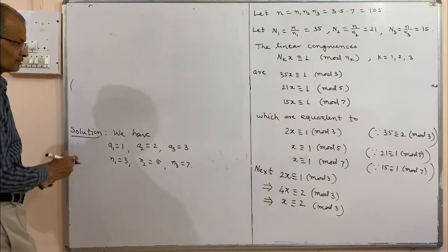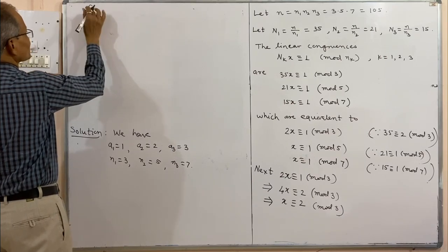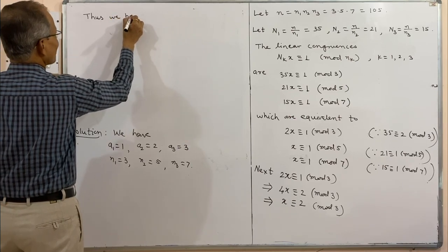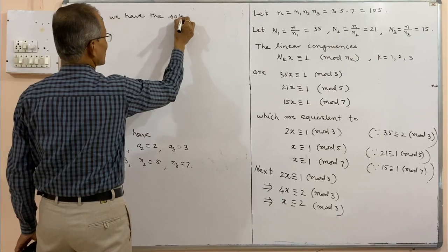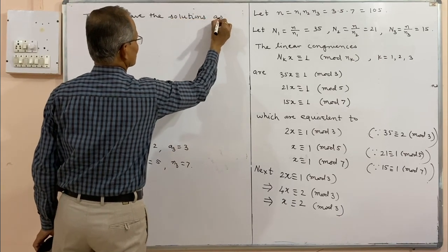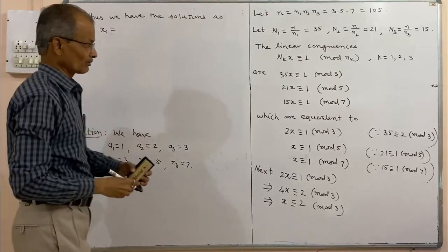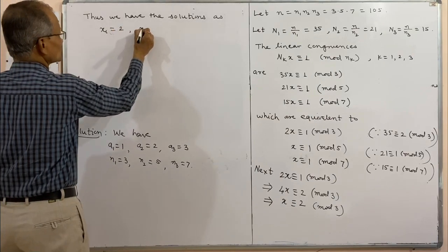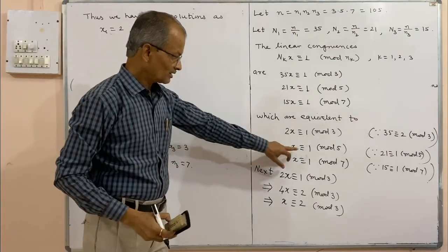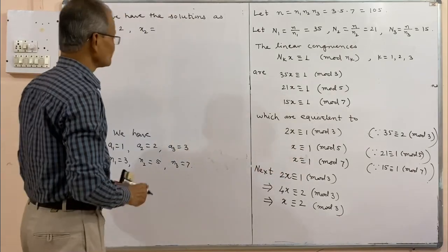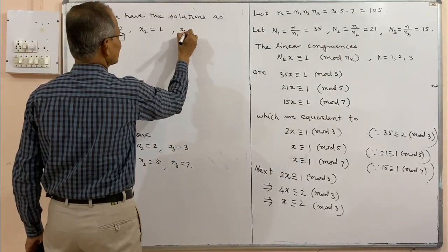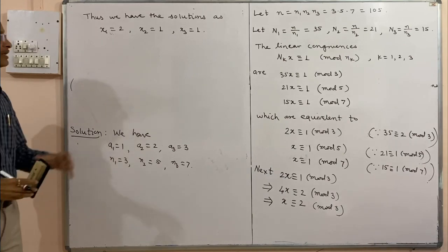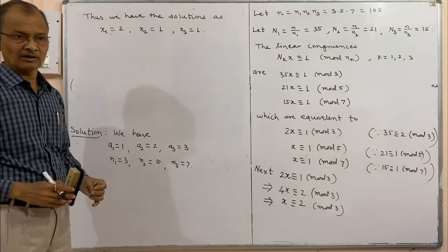And now, thus, we have the solutions: x1, solution to the first congruence, is equal to 2. x2, the second congruence, the solution x2 is equal to 1. x3, solution of the third congruence, is also 1. So these are the solutions. After getting these values, we now write x bar, the required solution.